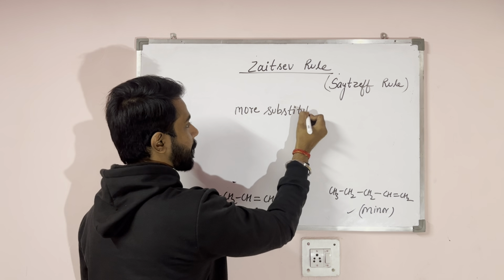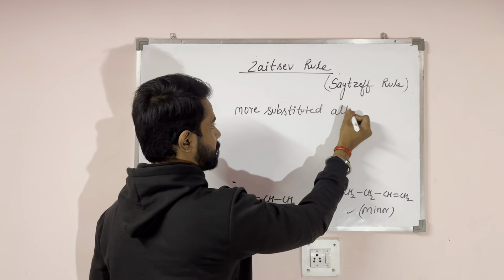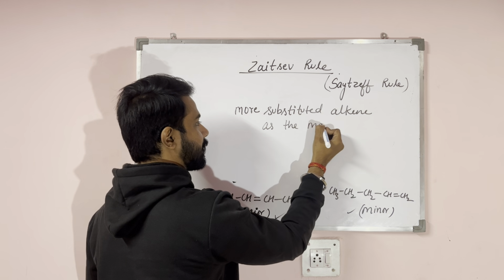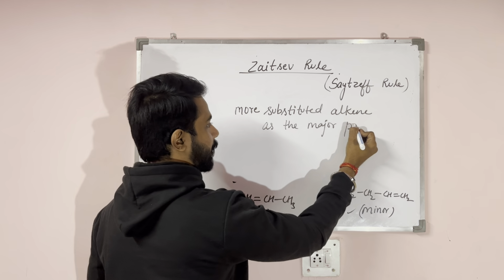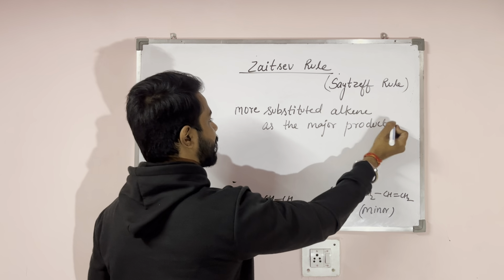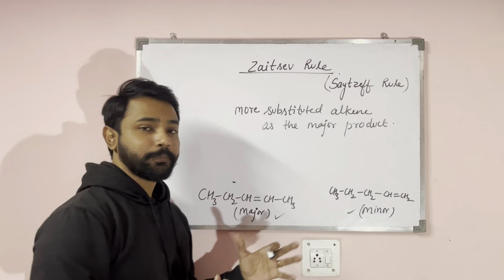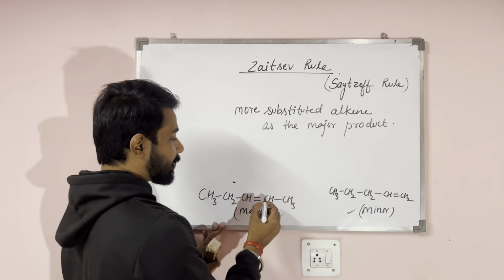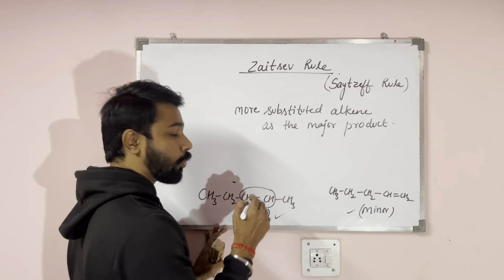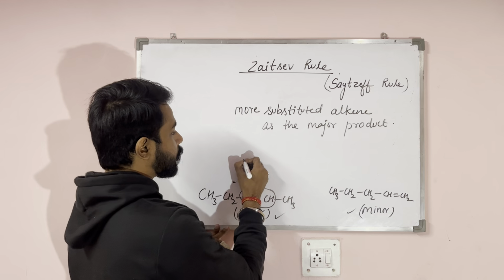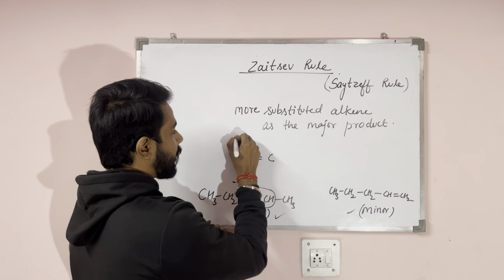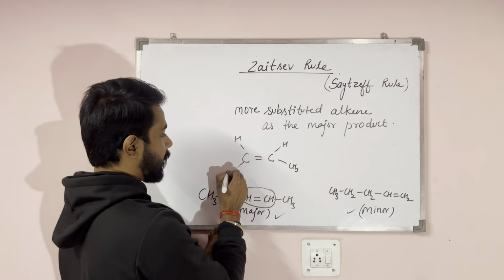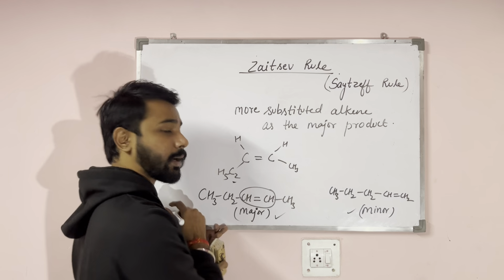More substituted alkene as the major product. Okay, students? Yes, very good. So now you can see this product is major and this product is minor. Why? Because in this one, the alkene that is being formed is more substituted. How? Let's look closely. So this is the alkene. Here I am having hydrogen, here hydrogen, here CH3, and here C2H5. In short I am writing it like this.